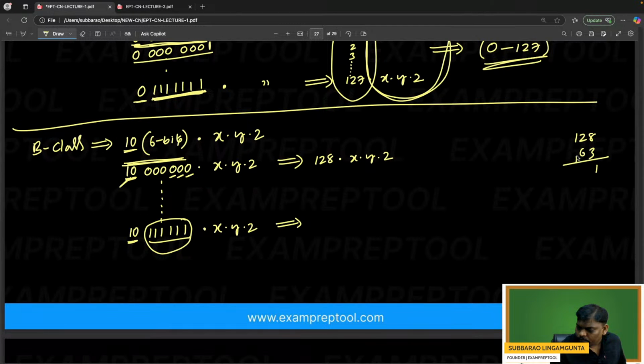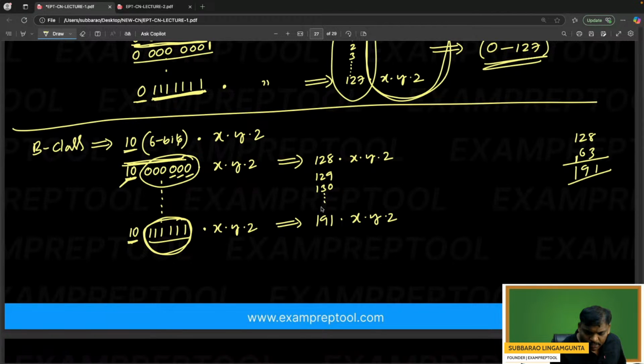Which is going to be 1 here, it's going to be 9, right? It's going to be 191. Dot X dot Y dot Z. Simple, it starts with 1 0, so 6 zeros to 6 ones. If you observe clearly, 128, 129, 130, and so on, up to 190. Lastly, 191.